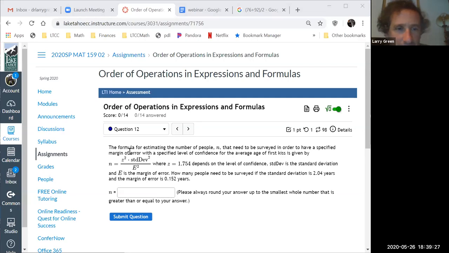Okay, so let's see what we got. The formula for estimating the number of people N that need to be surveyed in order to have a specified margin of error with a specified level of confidence for the average age of first kiss is given by N equals Z squared STD squared over E squared, often called sigma squared, by the way, where Z equals 1.754, depending on the level of confidence.